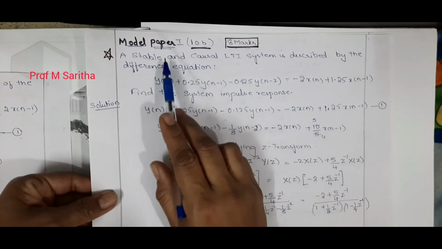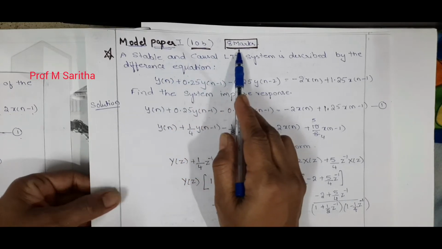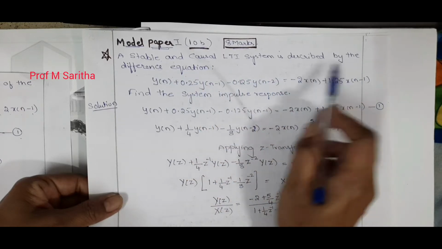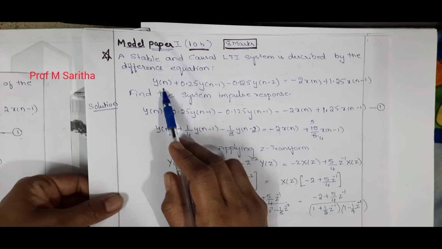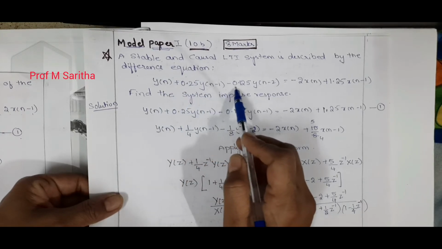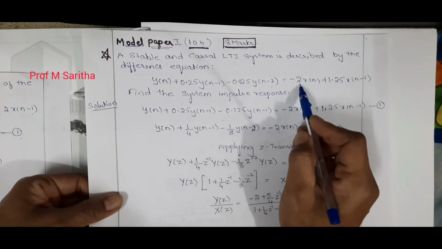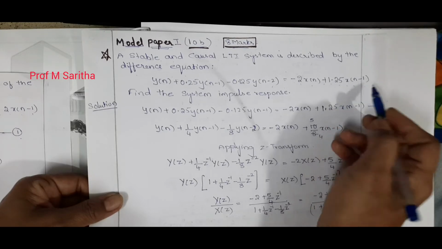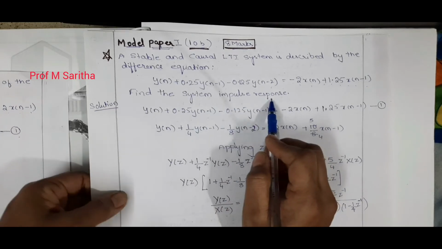So this is a model paper 1, 10th B question, which is for 8 marks. A stable and a causal LTI system is described by the difference equation y of n plus 0.25 y of n minus 1 minus 0.125 y of n minus 2 is equal to minus 2 times x of n plus 1.25 x of n minus 1. So we have to find the system impulse response, h of n.